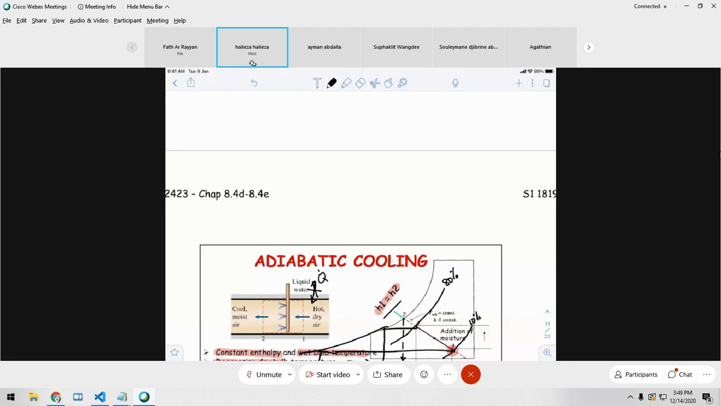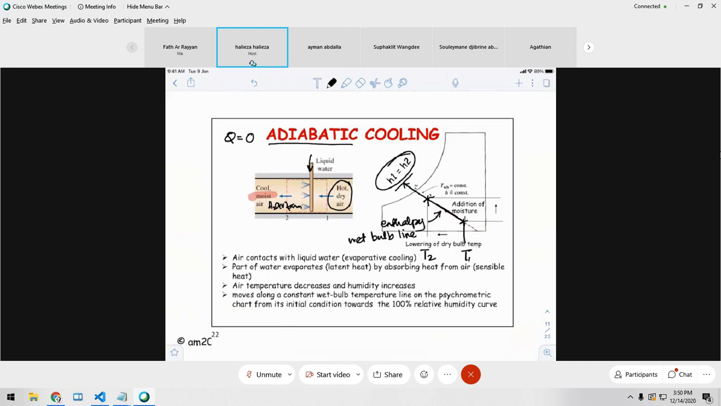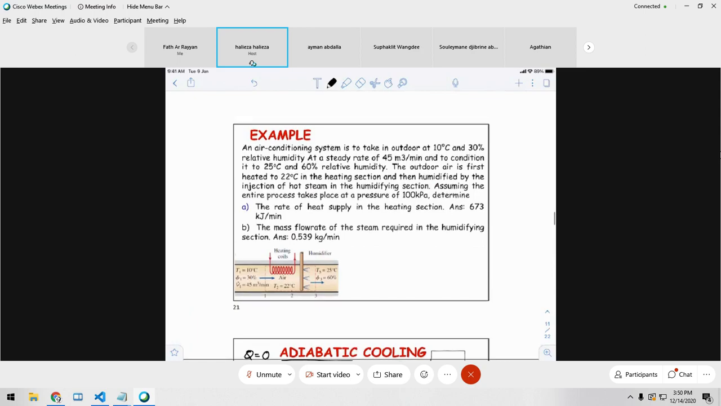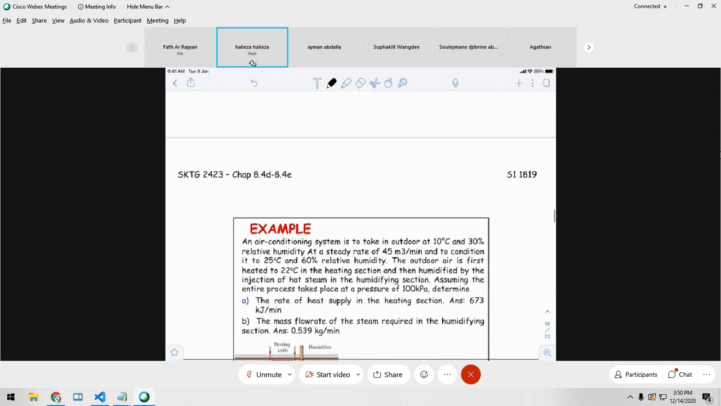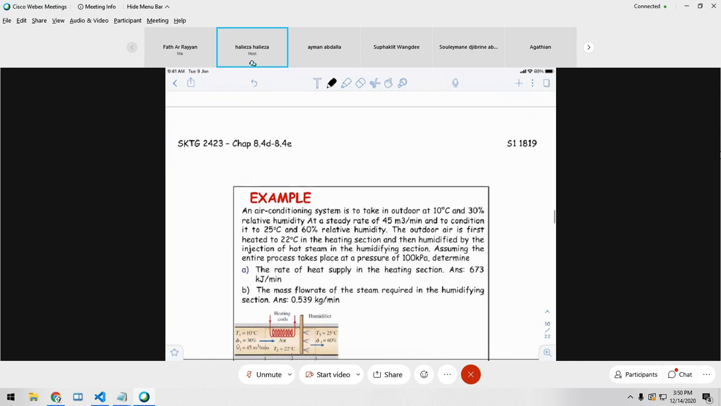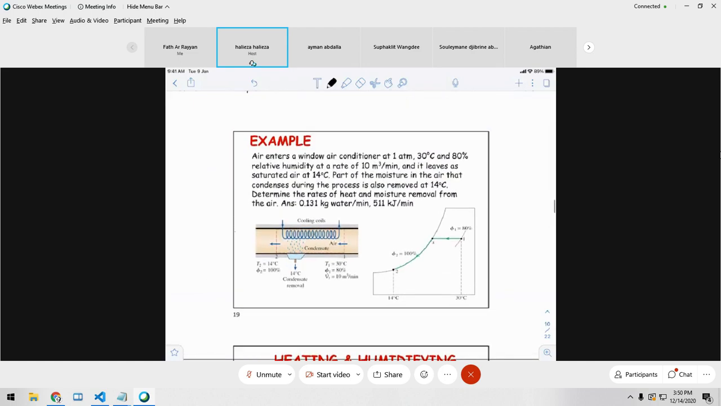So you will not be asked on a closed system. Any other questions? Nobody? By next week, I hope we can do more examples, especially on adiabatic cooling. There's a few examples here that you can try to do yourself and see if you get the same answer. I got the answer written there for some of the examples.